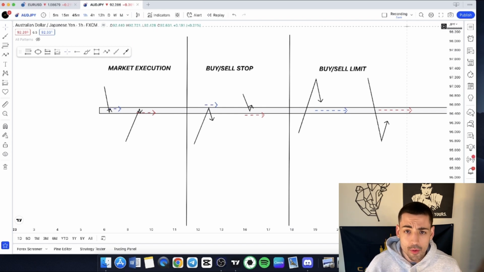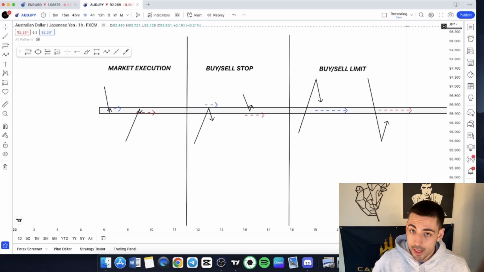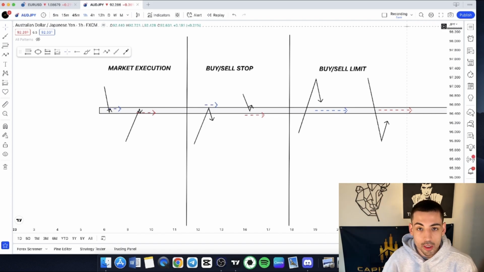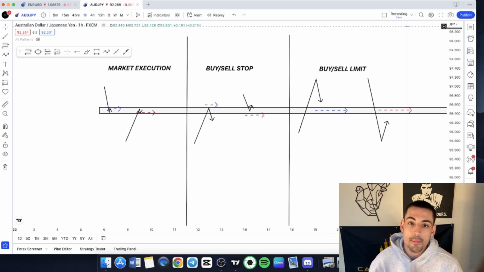In this video, we're going to go in depth on all the different types of trade orders that you can make in the foreign exchange market. There are 5 different types: market execution, buy stop, sell stop, buy limit, and sell limit. We're going to go through each type of trade order in depth right now.